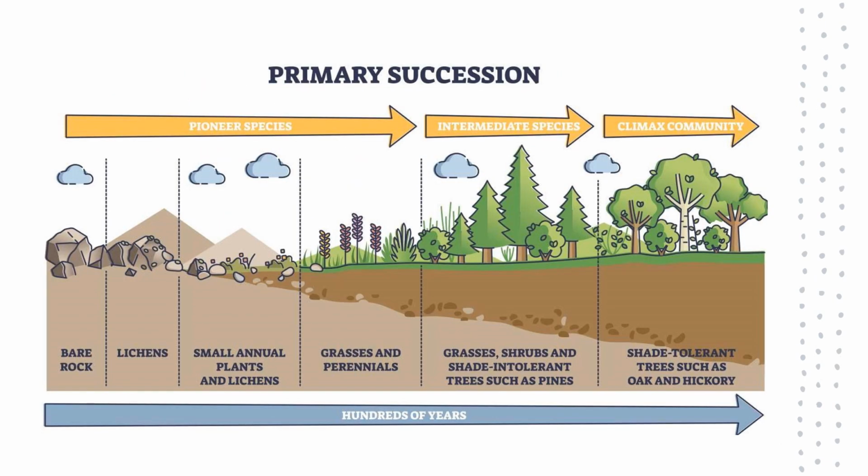We have a picture of a primary succession. Start from the beginning. Like I said, it goes from your lichens to your small annual plants, your grasses and perennials. Then you have your shrubs and trees such as your pines. And then you have your oak and hickory trees, the things that need the sunlight in the climax community.